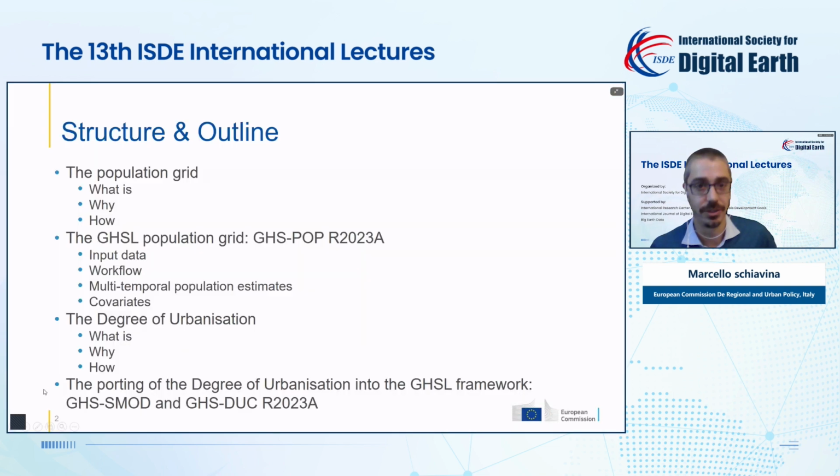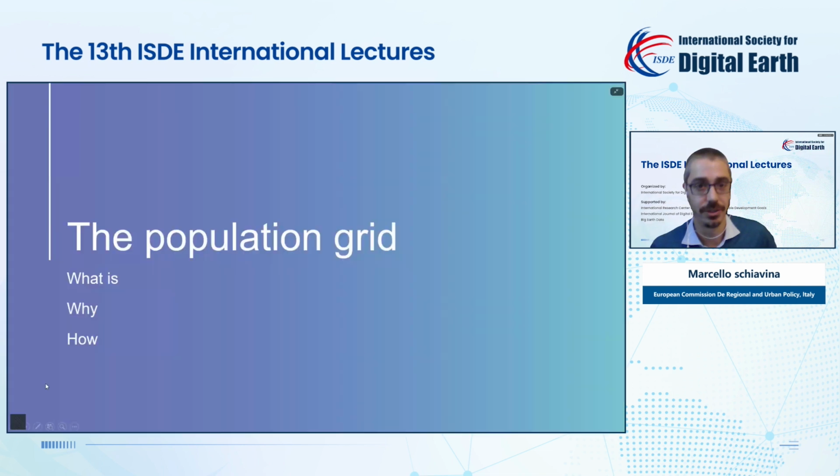So I will quickly introduce you to the concept of population grid and show you how we implemented it in the GHSL framework with a couple of details of the large process we followed to produce the global multitemporal GHS POP grids. And then I will present you briefly the degree of urbanization methodology and how we ported this into the GHSL framework, showing you the application of this method to generate the settlement grid GHS SMOD and the territorial unit classification GHS DUC. So let's start from the population grid concept, what it is, why we need it, and how it can be produced.